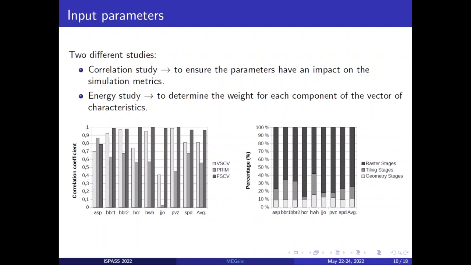To do that, we measure the dissipated power in each of the three main phases of the graphics pipeline, just as a proxy of the activity performed in each pipeline phase. The diagram on the right shows the results. Probably as expected, the raster stages are the ones with the higher power dissipation. The average values are used as weights for the three components of the vector of characteristics.